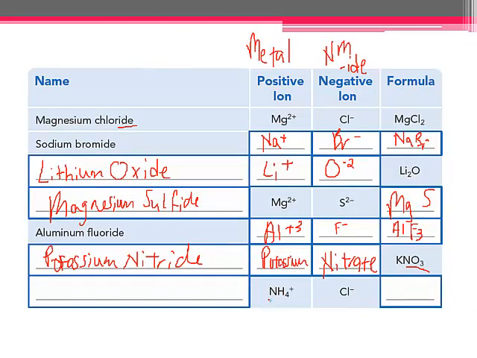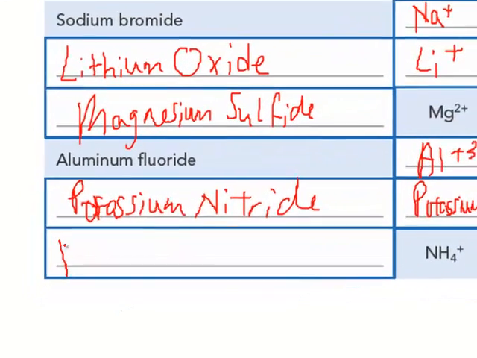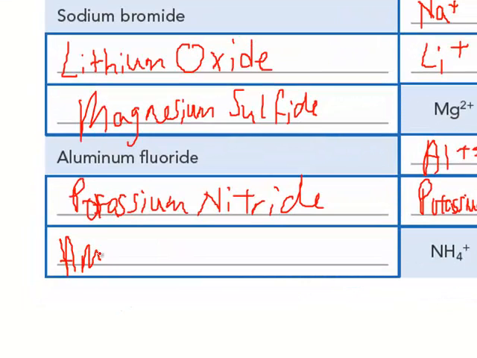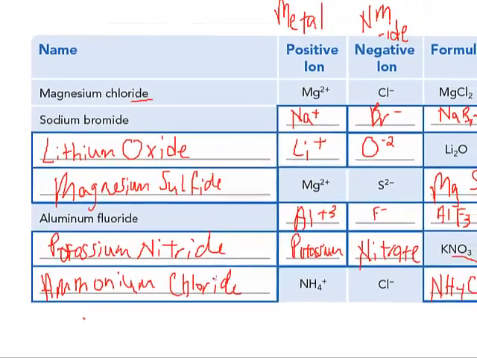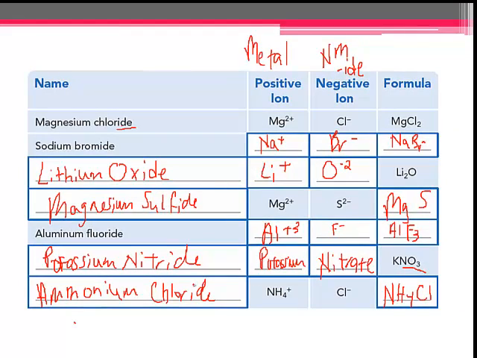This NH4+ is also a polyatomic ion. This is ammonium, and this is chlorine. So your formula would be NH4Cl, because it's 1-to-1. And then, again, you would just keep the name the same. So this is ammonium. But instead of chlorine, it would be chloride. Okay, I hope that makes sense.